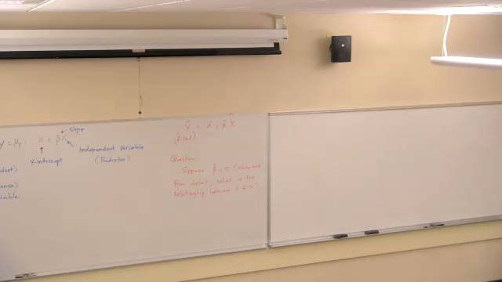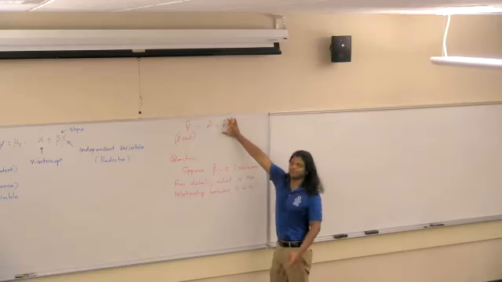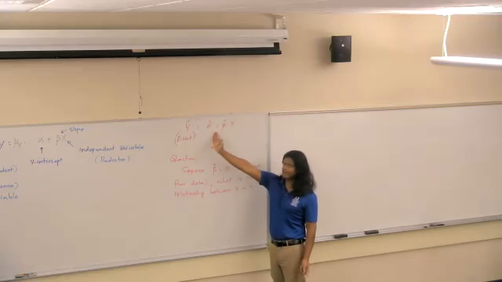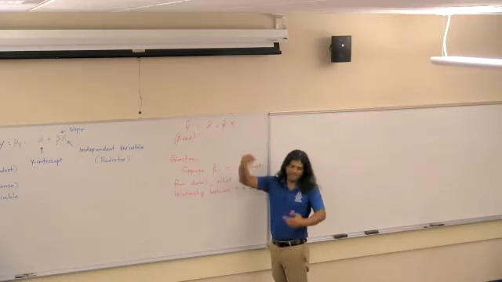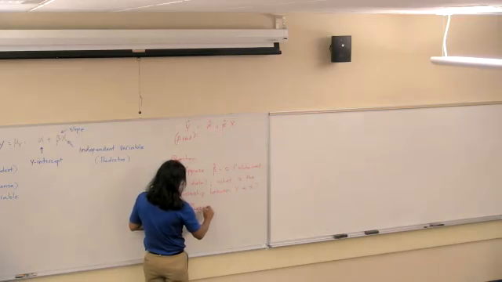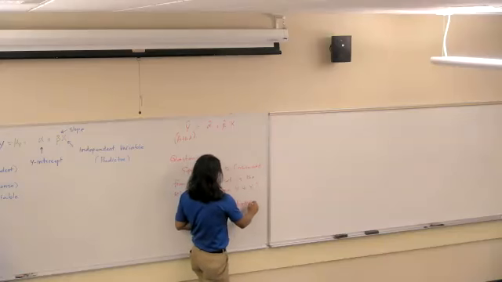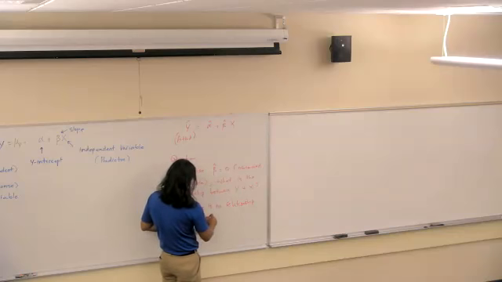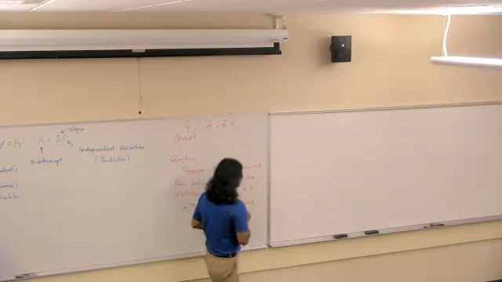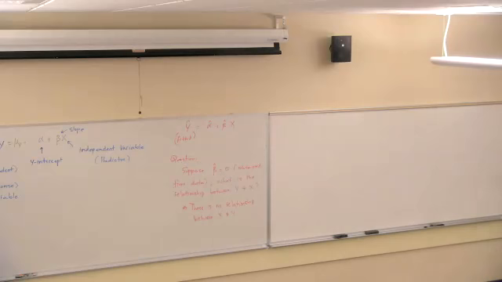Excellent point. If beta hat is zero, that term is going to go away, and you simply have y hat equals alpha hat. So x completely disappears. So this would simply mean there is no relationship between x and y. In other words, x does not have an effect on y. Great.